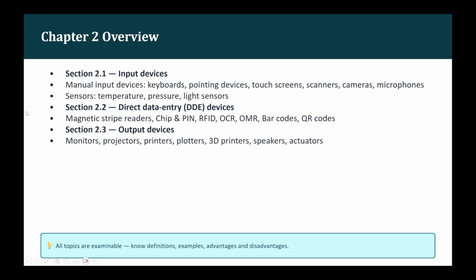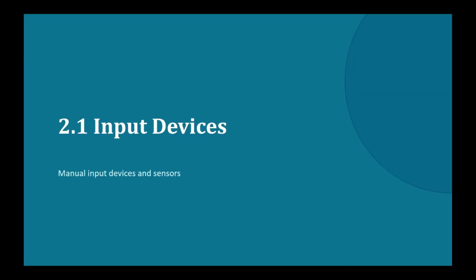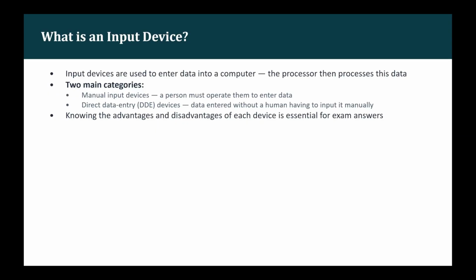Know the definitions, examples, and always know about the advantages and disadvantages, because you need to compare them in the exam. So, moving on to input devices. Input devices, including manual input devices and sensors, are used to enter data into a computer. The processor then processes this data after you input it into the computer.